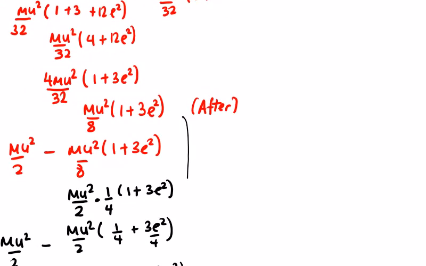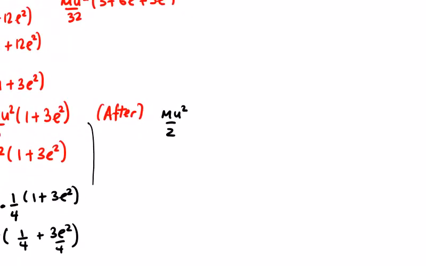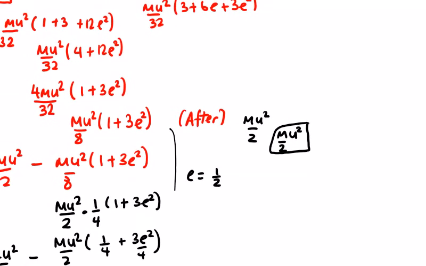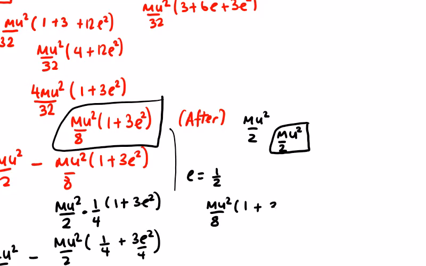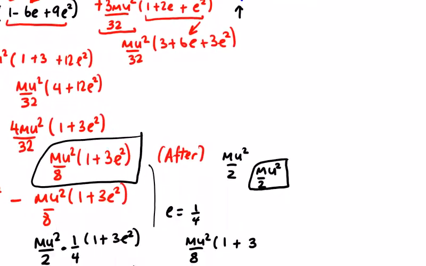Okay, so that's after. Before was mu squared over 2, a half mu squared, so m over 2 times u squared. We're letting e be a quarter. We're going to sub that into the after, and we get it in terms of mu squared, and then we can compare the two. So after is mu squared over 8 times 1 plus 3e squared. Just let me check. Yeah, e is equal to a quarter.